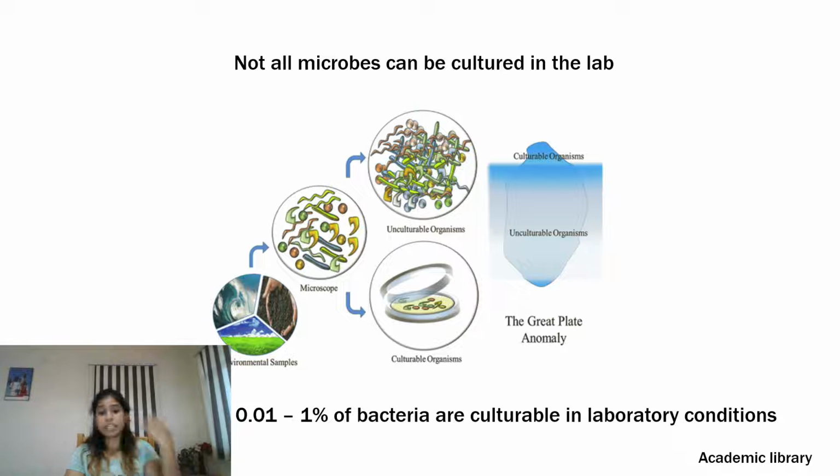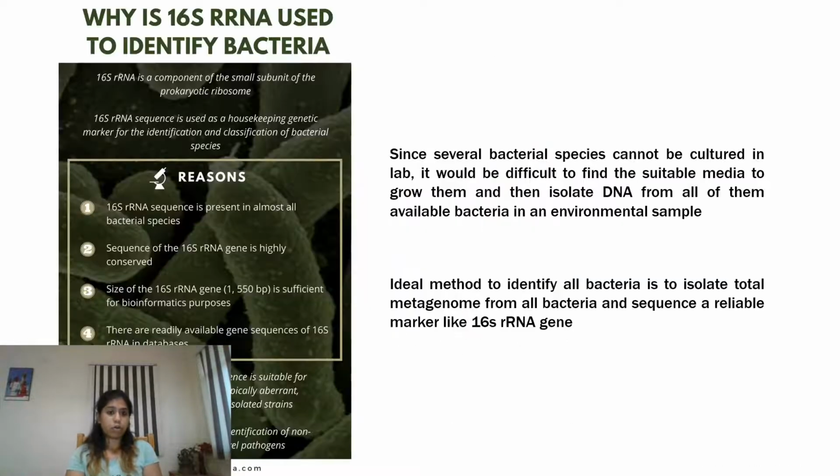We also looked at the great plate count anomaly, and how most of the microbes in environmental samples can't be cultured under laboratory conditions. We also looked in detail at 16S rRNA, how it is useful as a housekeeping marker and a reliable gene for sequencing, for identifying bacteria that cannot be cultured in the lab, and how the metagenomic information from 16S rRNA can be very helpful in the taxonomic classification of environmental microbial samples.